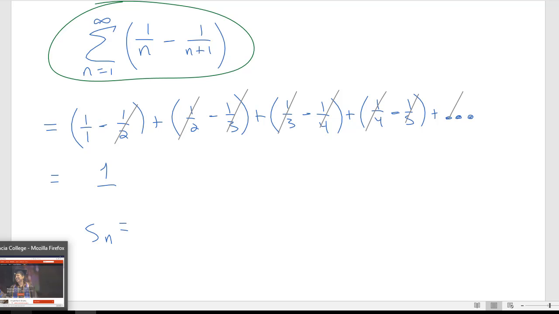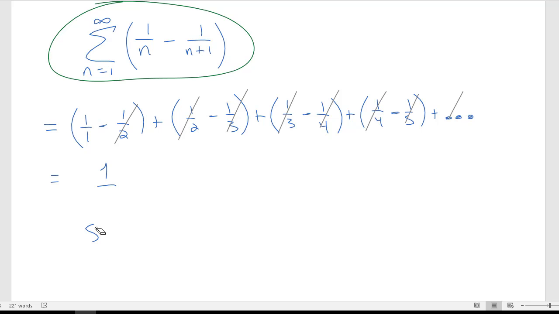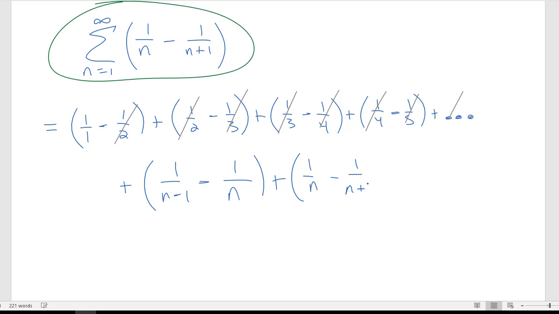Hang on a sec. I want to write out a couple more terms before I get to this conversation. So let me keep writing out some terms here. I'm going to say plus dot dot dot plus the n minus first term. If I plug in n minus 1, I'm going to have 1 over n minus 1 minus 1 over n minus 1 plus 1. And when I plug in n, I'm going to get 1 over n minus 1 over n plus 1.